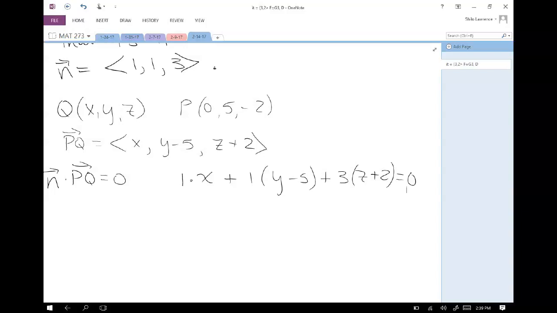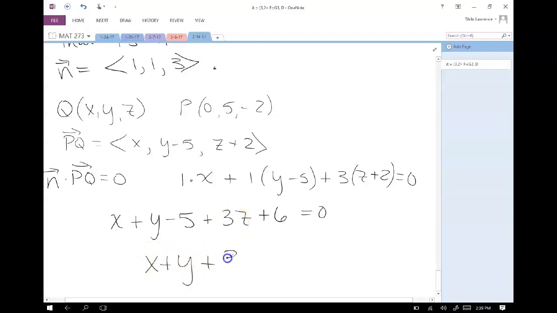We want general form, which means we want to do some simplification on that. So 1 times x is just x. 1 times (y minus 5) is just y minus 5. And then we can distribute the 3 and the (z plus 2). So we get plus 3z plus 6. And we've got some constants we can put together. We've got a minus 5 and a plus 6. And then we also want to move it to the other side of the equation. On the left, it's a positive 1. It's going to move to the other side as a negative 1. So it's x plus y plus 3z equals negative 1.